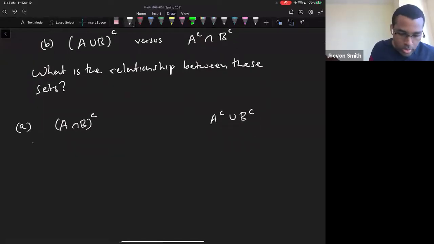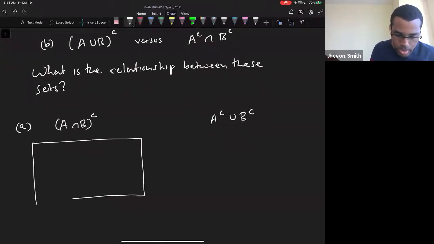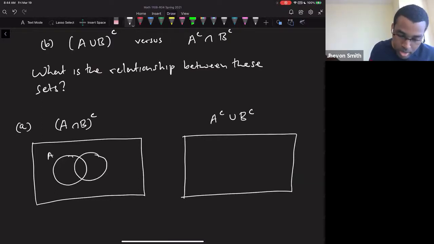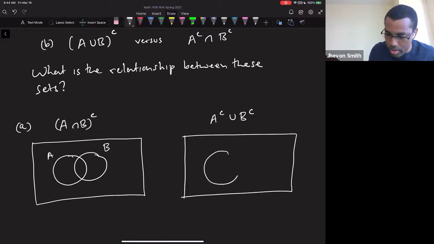And here we have A complement union B complement. Okay, so let's actually draw Venn diagrams for both of these guys. So there are two sets we care about, A and B. I draw them with overlaps because I don't know if they're going to overlap really, but I want to account for that if they do.